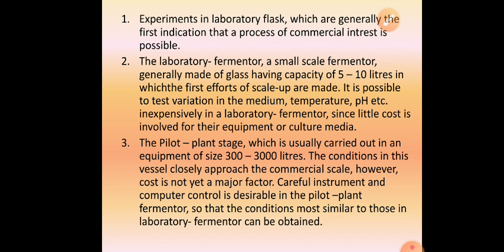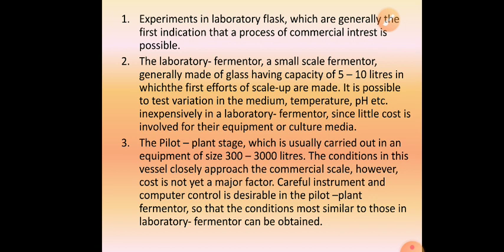What are those? Number 1, you have to perform experiments in laboratory flask, which is generally the first indication that the process of commercial interest is possible. So the first thing you do is study whether a desired product can be obtained or not, and that can be done on a laboratory scale. And if you get good results in laboratory scale, it is the first indication that the process of commercial importance is possible. Right. Now from lab flask you go to a small scale fermenter.